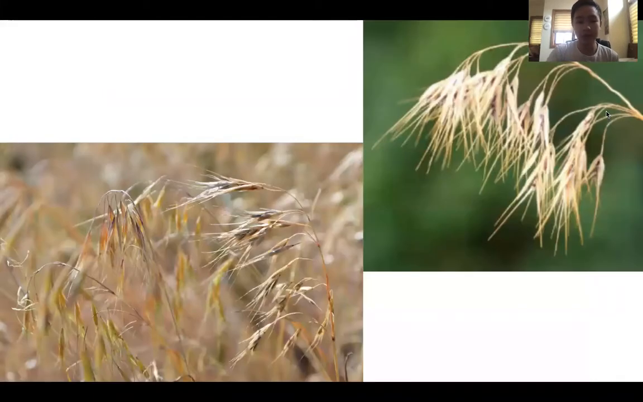Here are two closer up images of cheatgrass, which allow you to see the plant seeds. Cheatgrass spreads very easily because when the plant turns yellow and dies, it drops its seeds, which causes even more cheatgrass to grow the following season.